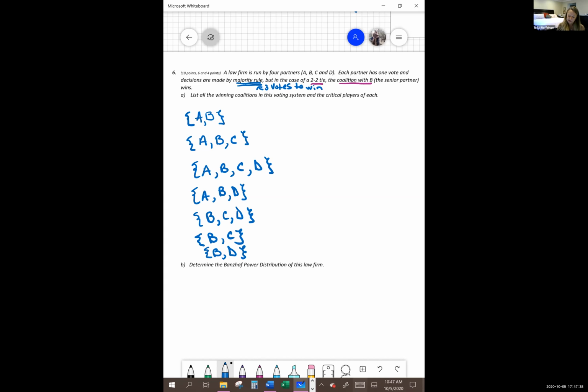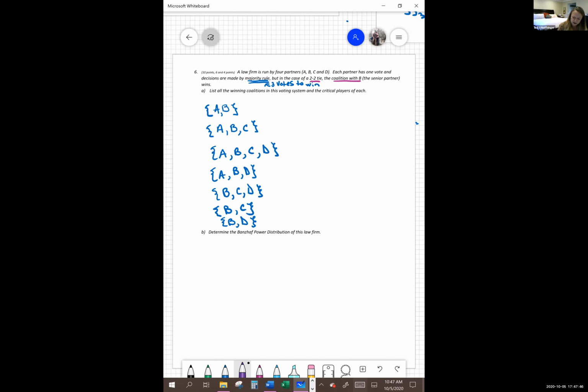So list all the winning coalitions in the system and the critical players of each. Okay, well, if we removed A from A and B, that would lose because it's not half, it's not majority. Same thing with B. So if we remove A, they would still win because B is with C. There could be 2 players with B and that would still win. So A is not critical. A and C cannot win by themselves. They need B in here. So B is a critical player and C is not. So A is not a critical player if everybody's there. B is not a critical player because A, C, and D could win by themselves. C and D are not critical players.